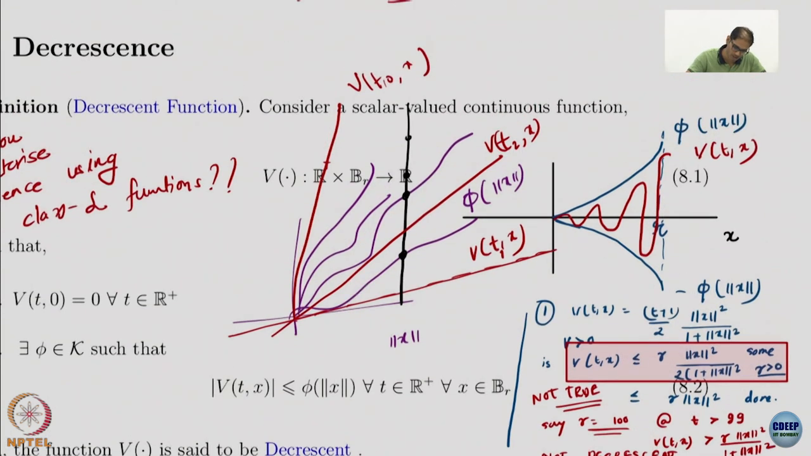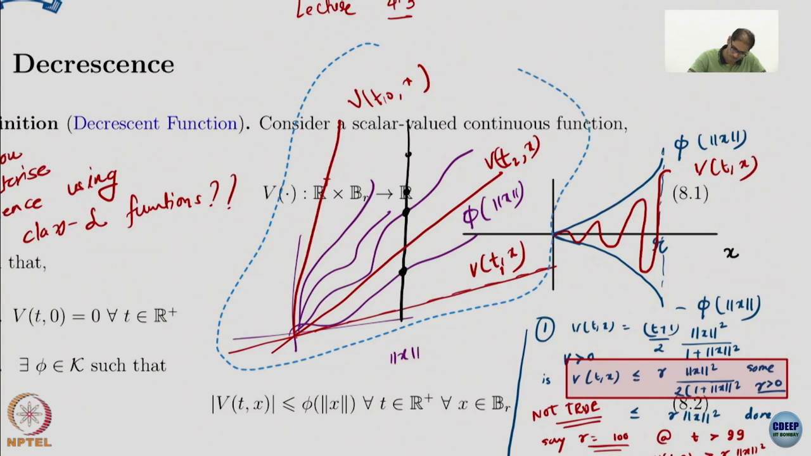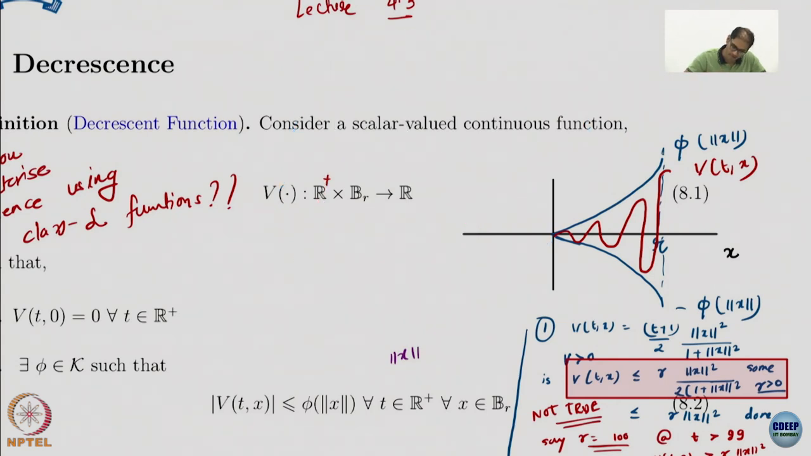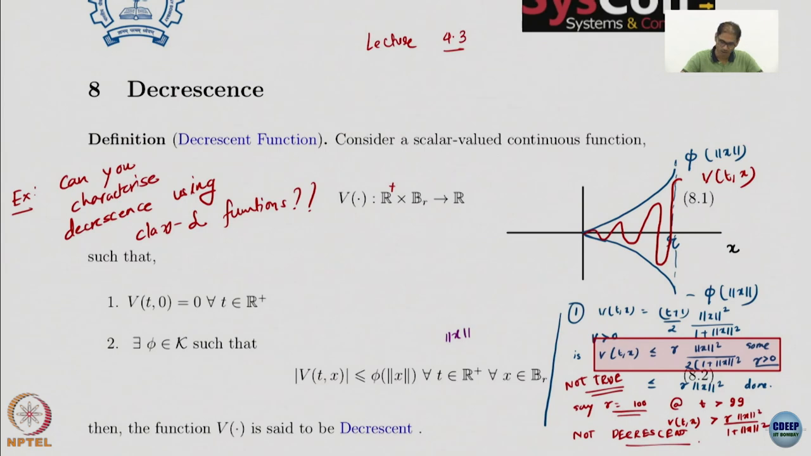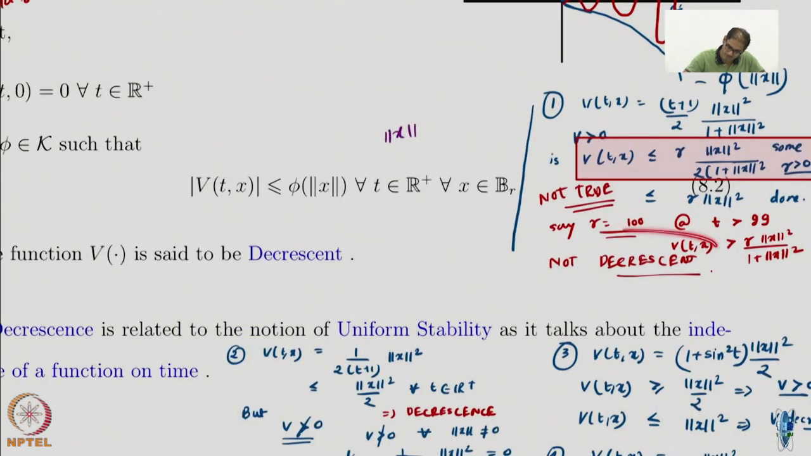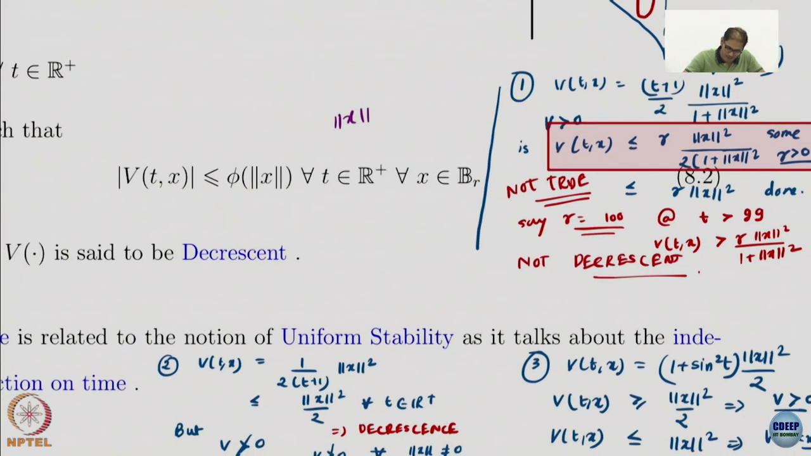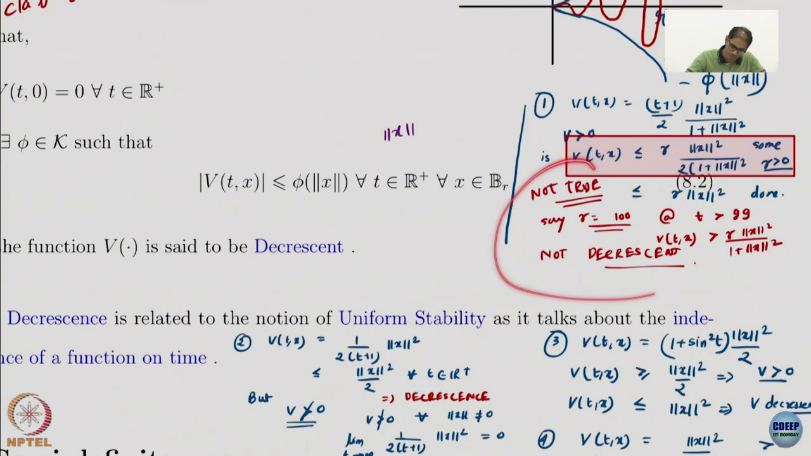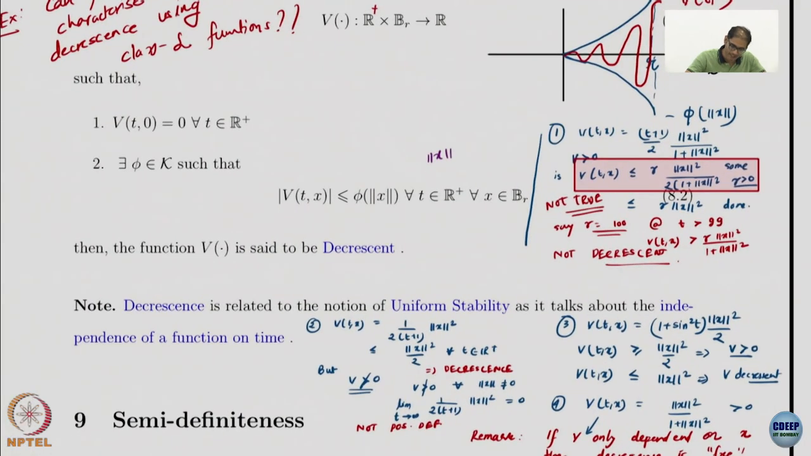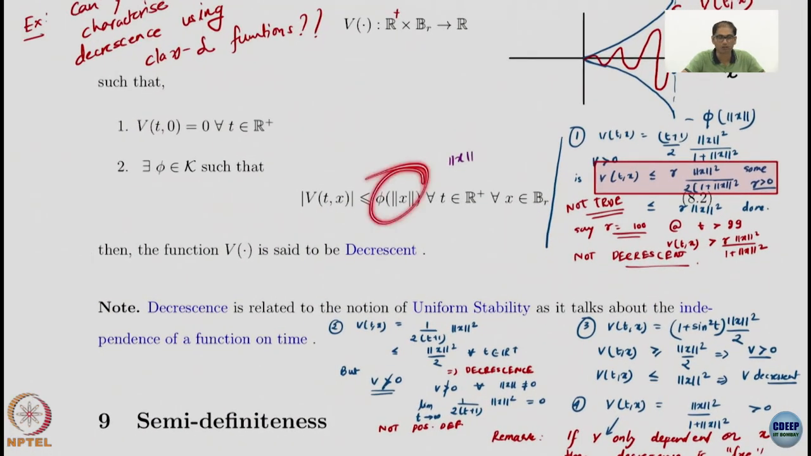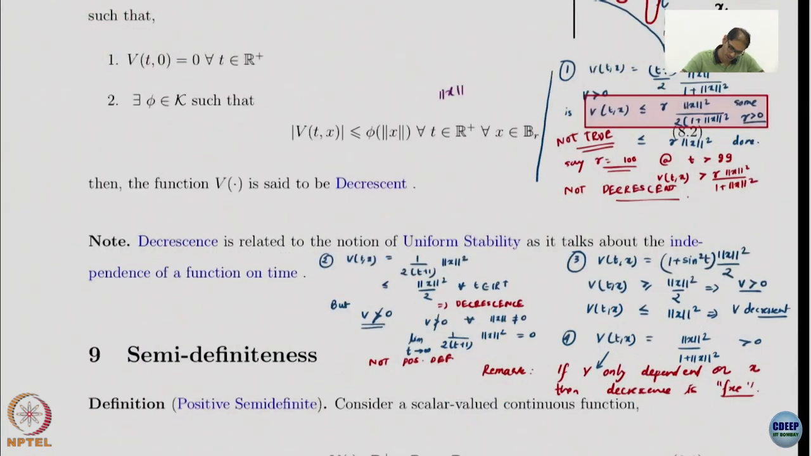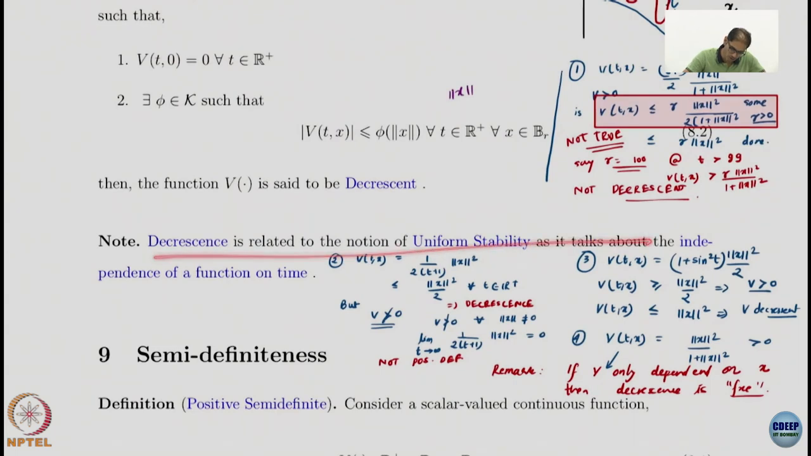So absolutely correct. I'm going to delete this, sorry. Is that clear? This is not decrescent. That's what I have said, and this is fine. The basic point is that the right hand side is only a function of x, and the left hand side is an increasing function of time. Even if x is constant, I am done. This domination is not possible. Alright, again, decrescence connects to uniform stability.